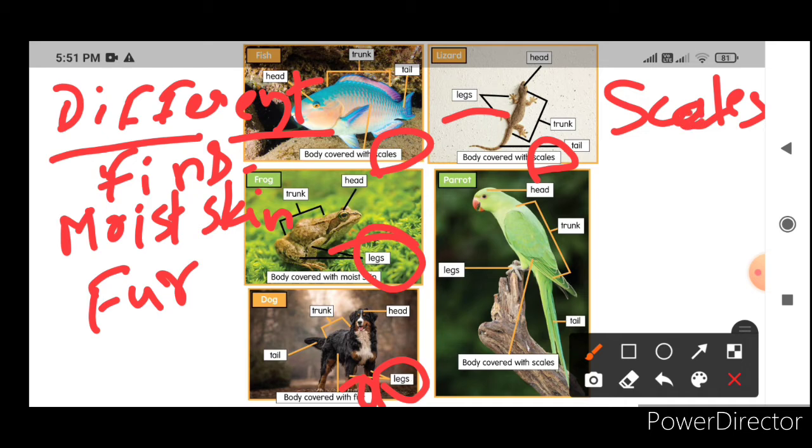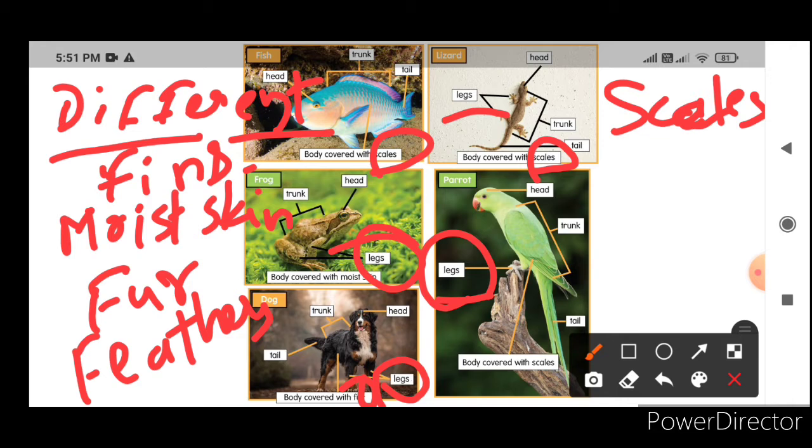And next comes the parrot. Parrot's body is covered with feathers. And any similarity between other pictures and the parrot picture? They are also using their legs for movement. And at the same time, they can also use their wings for flying. They are using wings for flying. They are using legs for walking.